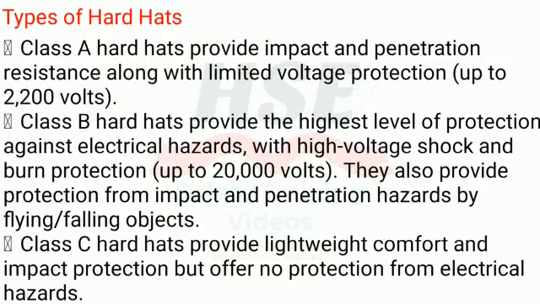Types of hard hats. Class A hard hats provide impact and penetration resistance along with limited voltage protection, up to 2,200 volts. Class B hard hats provide the highest level of protection against electrical hazards, with high voltage shock and burn protection, up to 20,000 volts. They also provide protection from impact and penetration hazards by flying, falling objects. Class C hard hats provide lighter weight comfort and impact protection but offer no protection from electrical hazards.